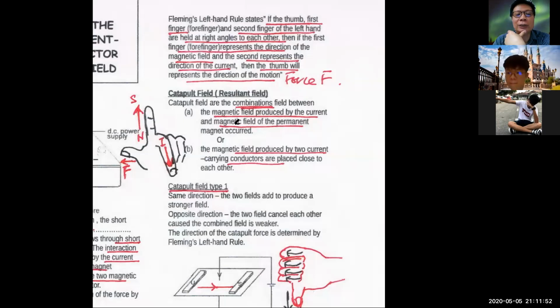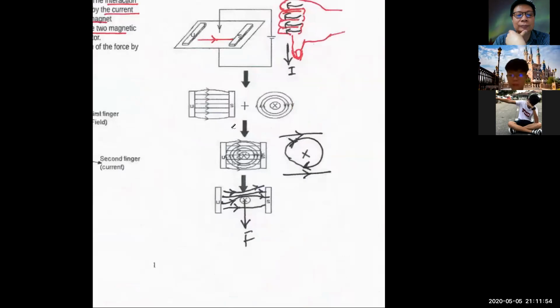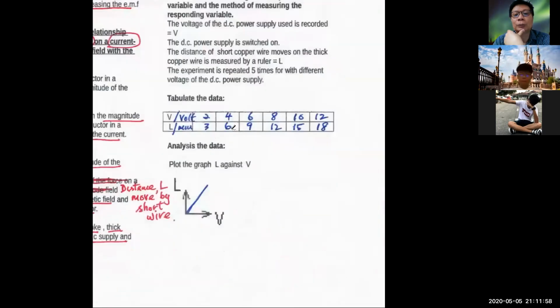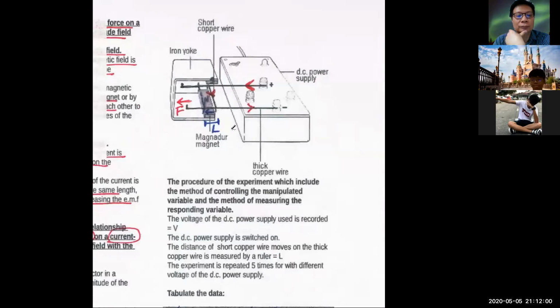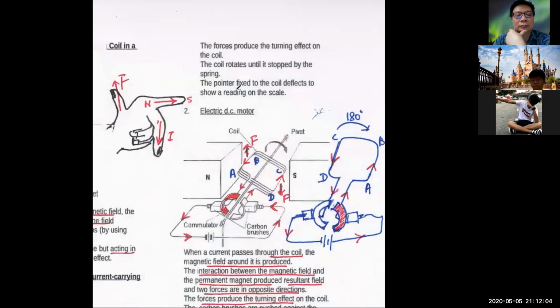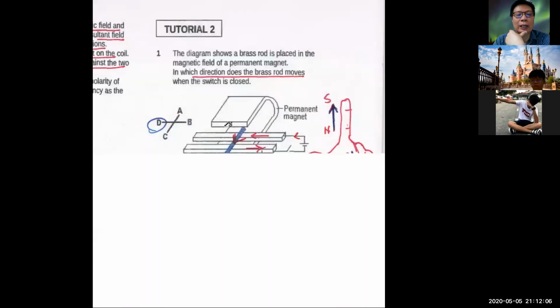Okay, I give you one question. I want you to use your hand to find the answer. Come. Let's see whether you can. Wait, hold on.